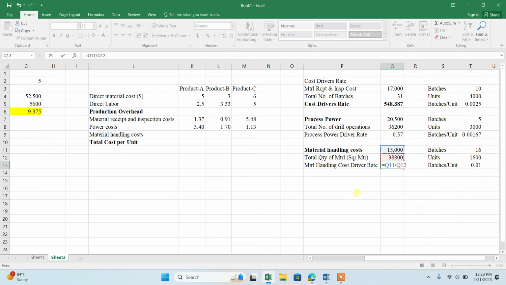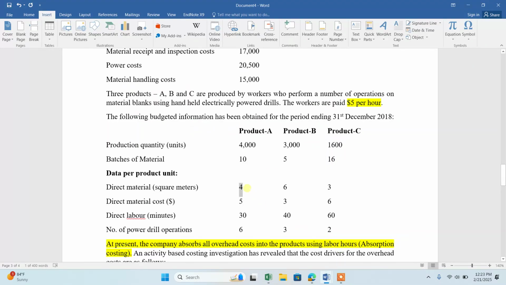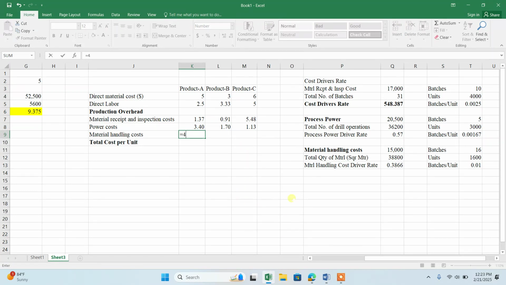Now look, my dear, this 15,000 is the total material overhead cost, for the total material. Now if I divide this 15,000 by 38,800, it shows $0.3866. It shows the cost of one square meter of material. One square meter costs me how much? 0.3866. Now product A consumes 4 square meters to produce one unit.